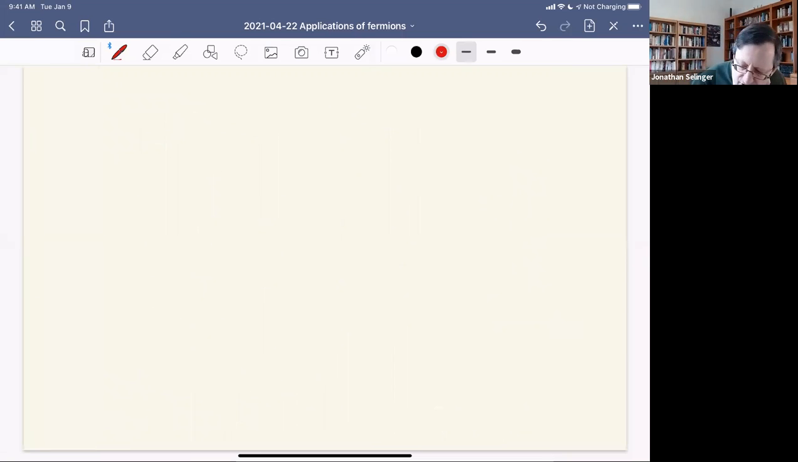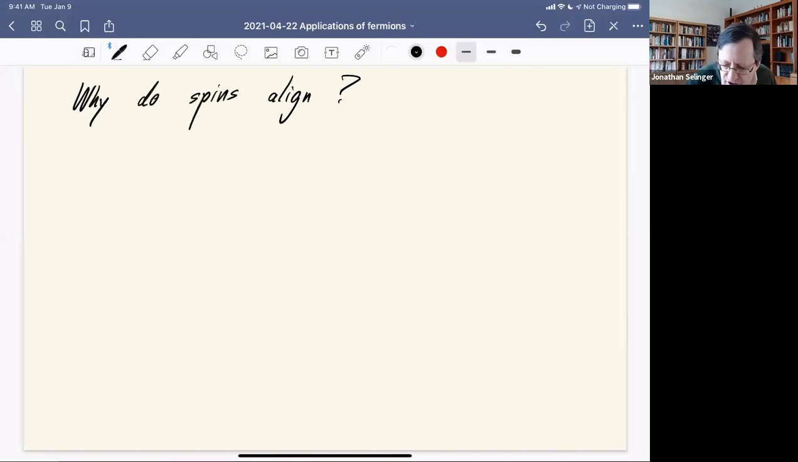Okay, so then the question would be, why do the spins align? There must be some kind of energy that favors aligned spins compared to non-aligned spins. Okay? Now, the first thing that you might guess as an energy to explain this kind of alignment is the magnetic dipole-dipole interaction. Okay? So that's something that you presumably learned about in an E&M class.